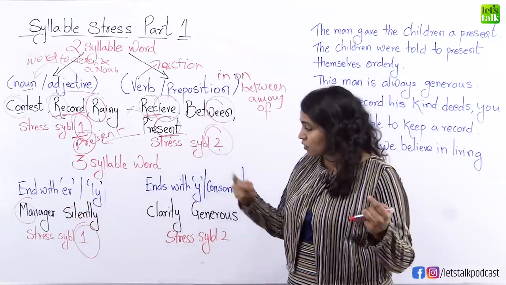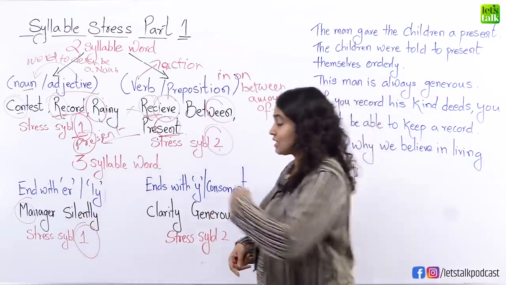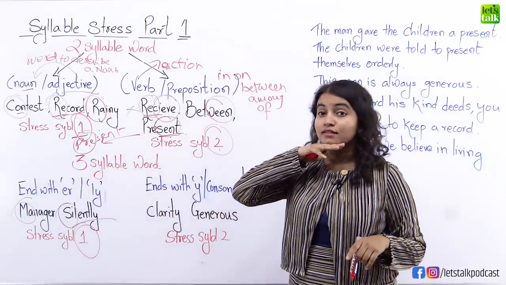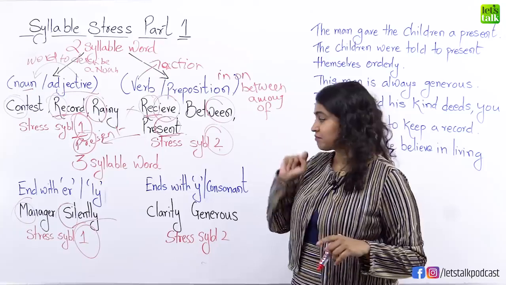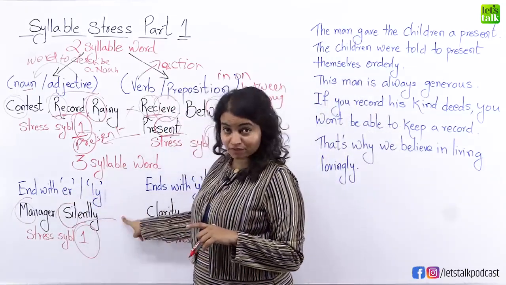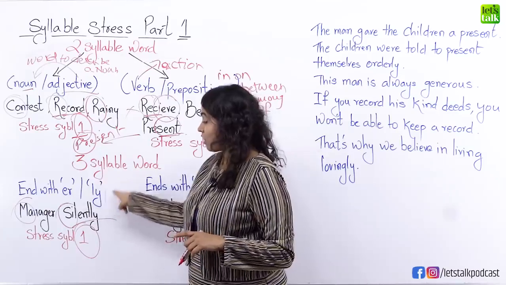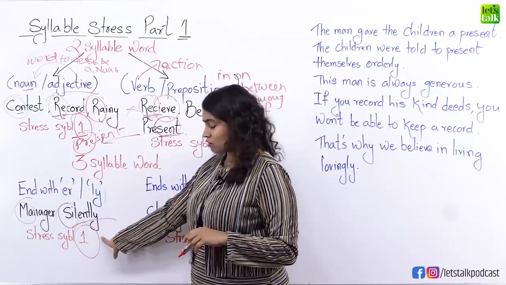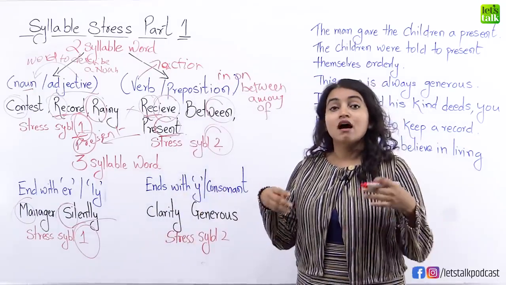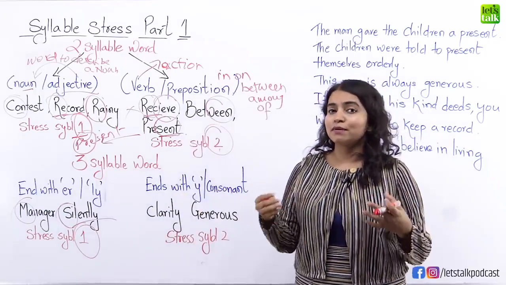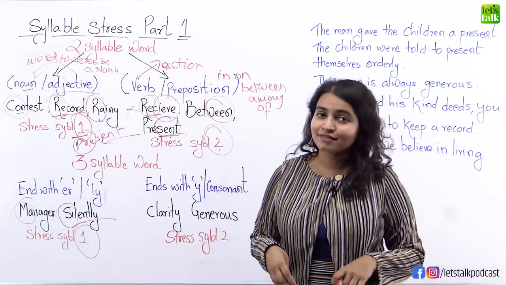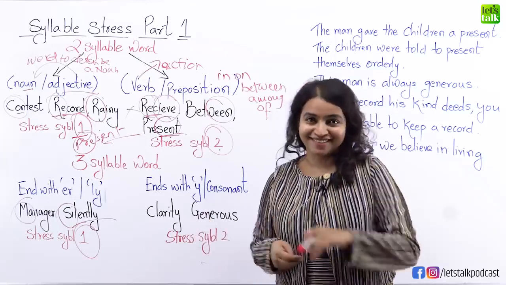Okay, we have another word which is silently. 3 syllables, silently, which means this word, which is 3 syllable, ends with an ly, and therefore I will stress on the first syllable, which is sigh, and I will say, I was sleeping silently. Not silently, I was sleeping silently.